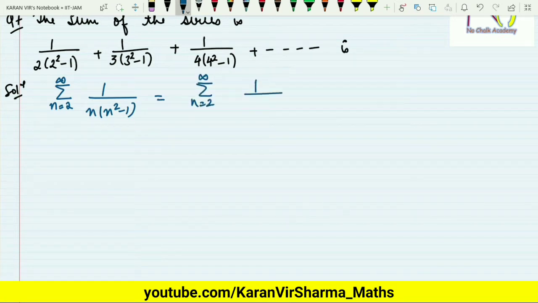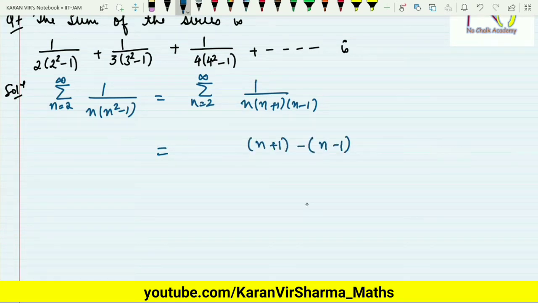1 upon n into n plus 1 into n minus 1. Further, you may break this as n plus 1 minus n minus 1. So in the numerator you are getting a 2, so you can divide this summation by 2 also. So you are left with n plus 1 into n minus 1 into n, right?